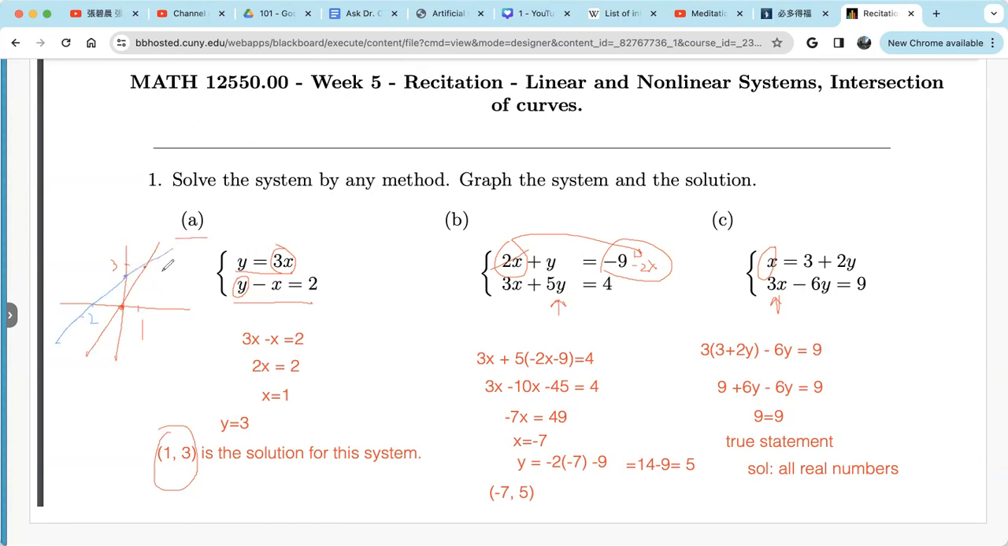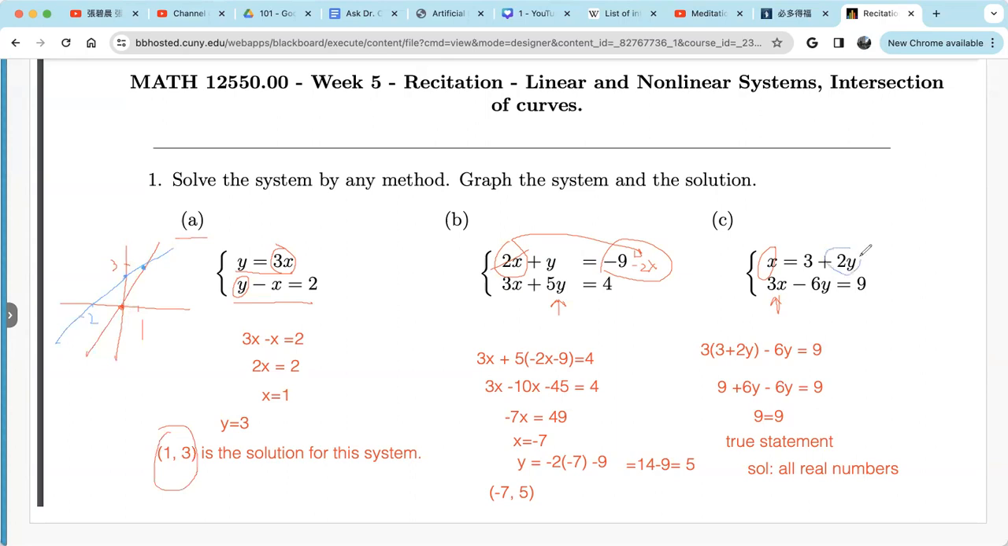And then we can see I didn't draw correctly. If I draw correctly, we see those two lines intersect at (1, 3). So which means (1, 3) is on both lines. And similarly, we can draw for the second one, for B. Okay, for C, we see those two lines actually are the same.